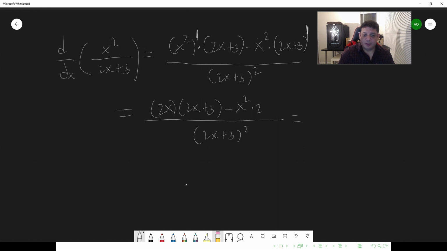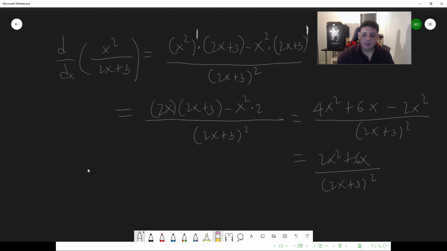Now at this point, again, we can simplify. This is 4x squared plus 6x minus 2x squared over 2x plus 3 squared. And so we get 2x squared plus 6x over 2x plus 3 squared. And that's the end result for this quotient rule.